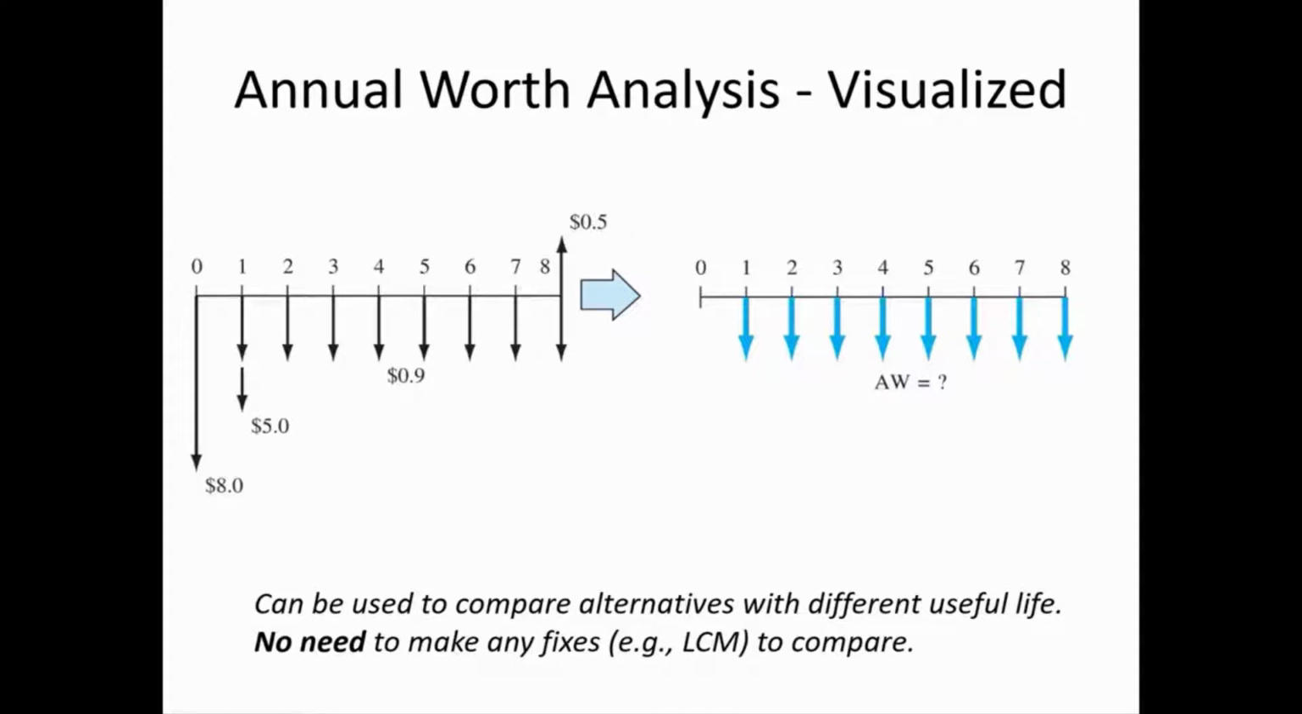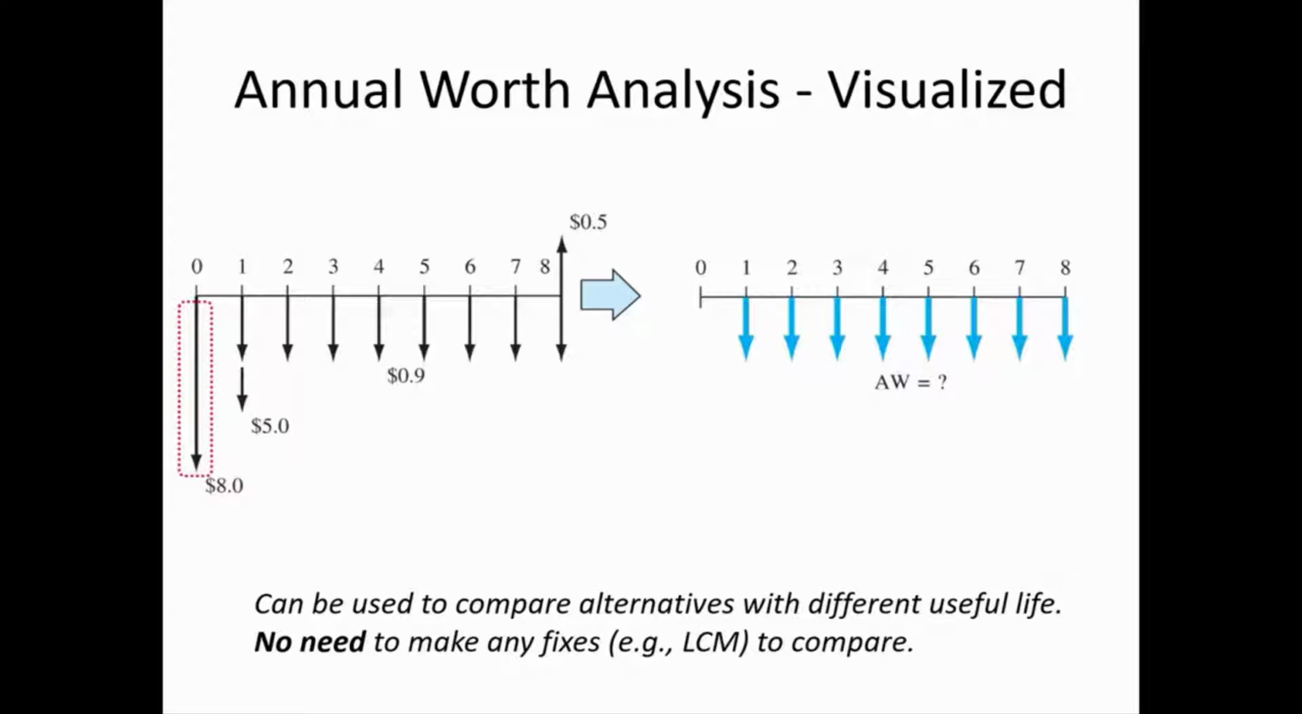The nice thing about this method is that if we're comparing two alternatives on an annual worth basis, then we don't have to bother with the least common multiple or early termination. The nice thing about annual worth analysis is it allows you to compare items that have a different useful life. And the reason why it's okay in the case of annual worth analysis to do that is that it's assumed when you use annual worth analysis that the items are going to be repeated. So the assumption is kind of already built in, which means that you don't have to manually make any adjustments to match up the time periods.